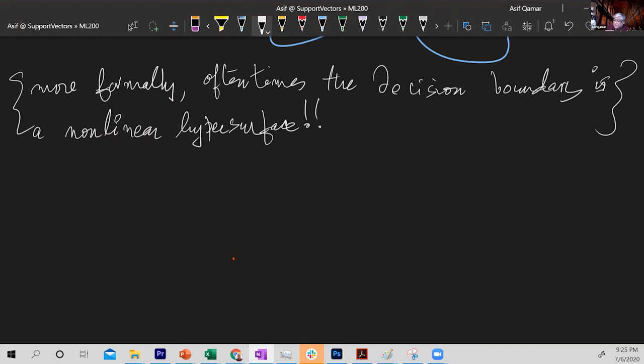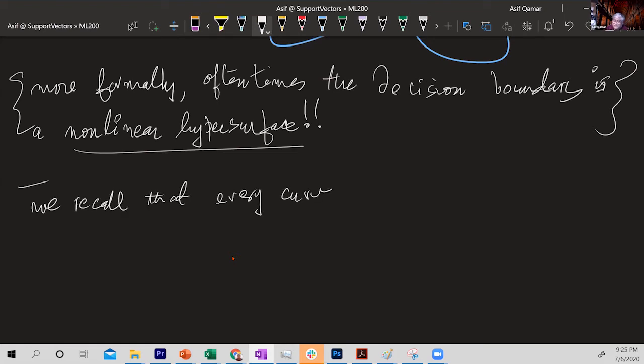So we'll do that. Suppose you have a nonlinear decision boundary. What do we bring to our rescue? We bring something that we learned in ML100. Remember, we recall that every curve can be linearized in some higher dimensional space.